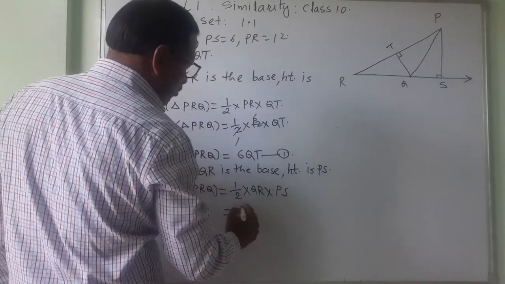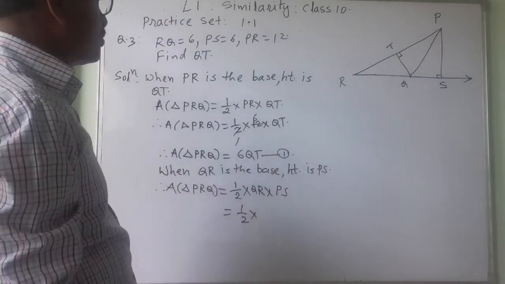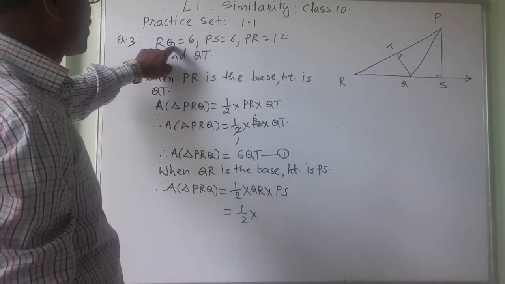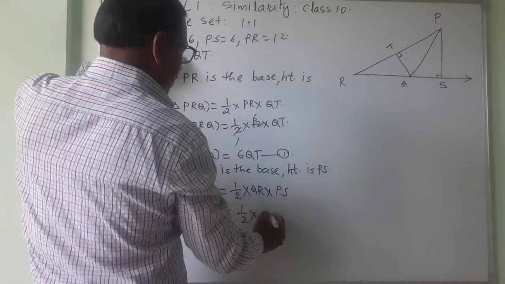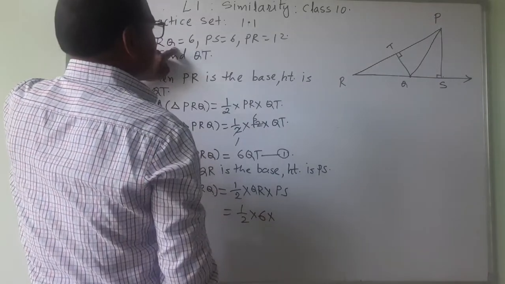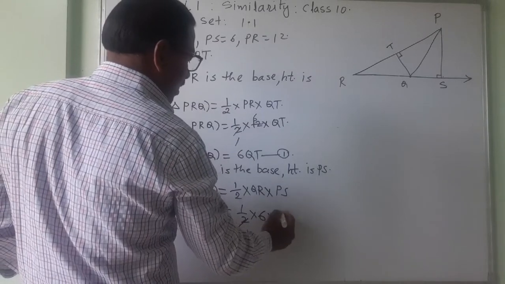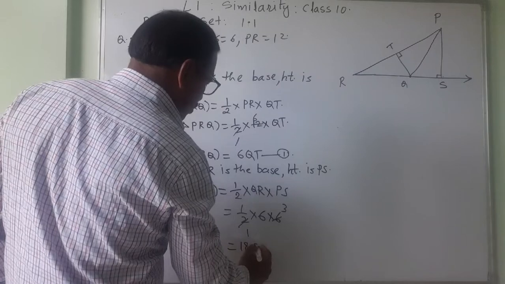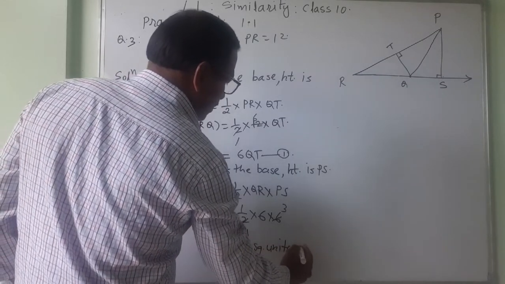That is equal to 1 upon 2 into QR. This is given. RQ means 6. Into PS, how much is PS? PS is also 6. 2 ones are 3. That is equal to 18 square units. Number 2.